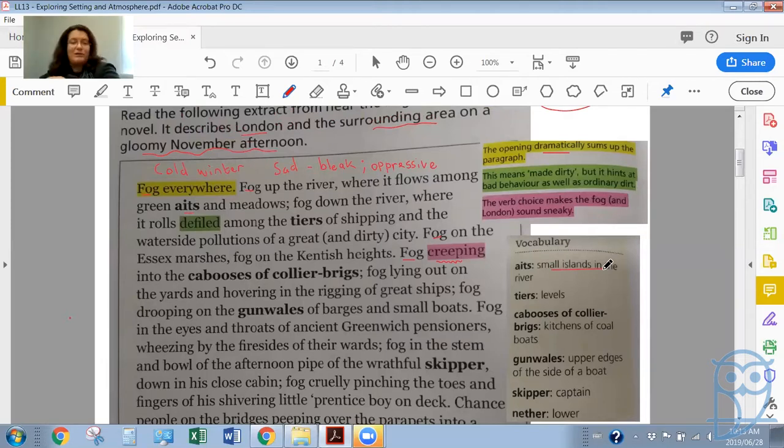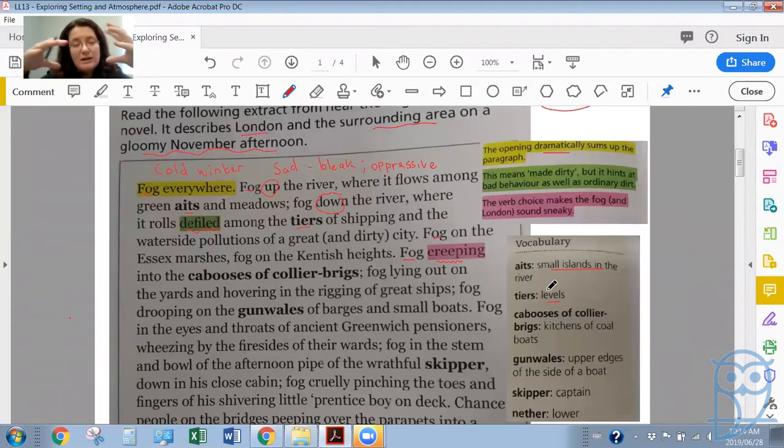Fog down the river. So notice that juxtaposition of up and then down. In other words, everywhere. Okay, illustrating how the fog is everywhere. Up the river, down the river, where it rolls, defiled among the tiers of shipping. Now, let's look at what tiers means. It's the levels of shipping. So there's obviously cargo ships, sailing boats, barges, different kinds of boats.